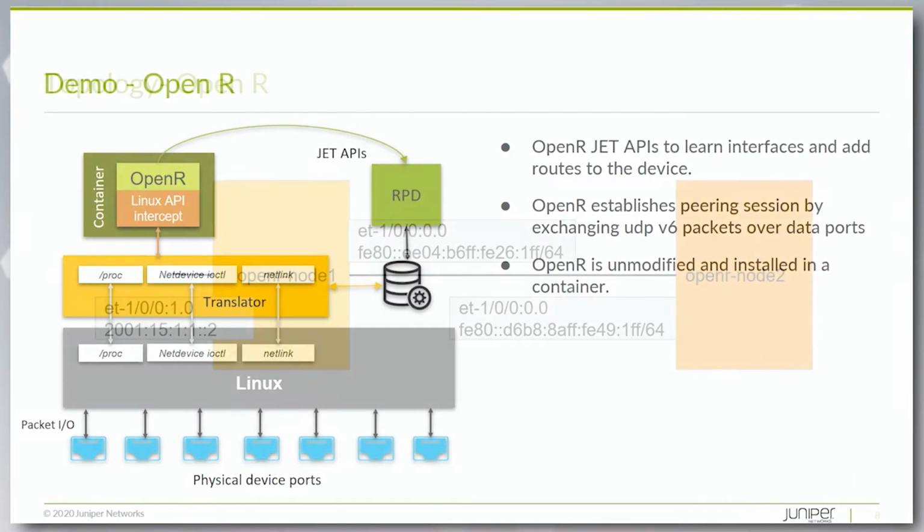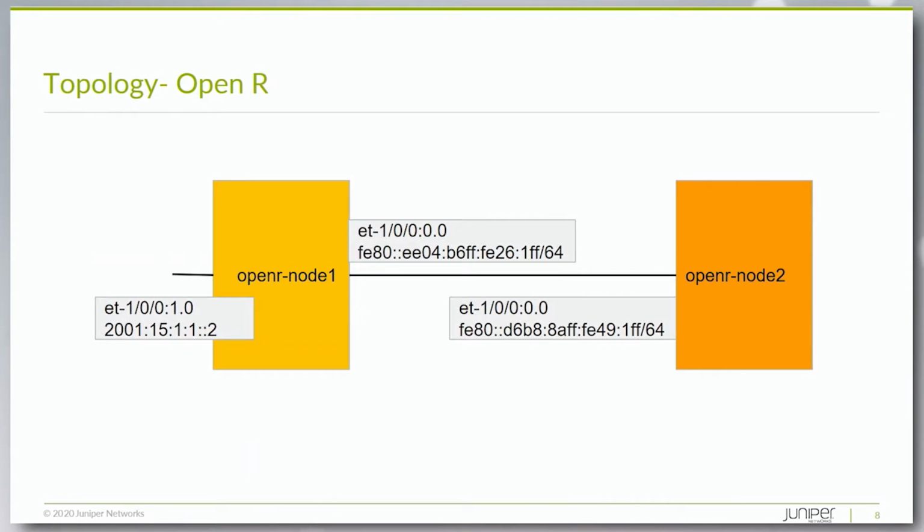Let's now look at the topology which we used for the demo. It's a very simple topology of two directly connected routers running Junos Evolved. These are connected to the interface ET1/0/0:0, and we are going to see how the prefix configured on the other interface ET1/0/0:1 is going to be learned on OpenR Node 2. We are also going to see how a ping to the prefix learned is going to be successful from OpenR Node 2. Let's get to the demo.